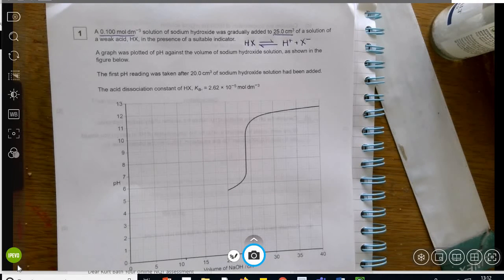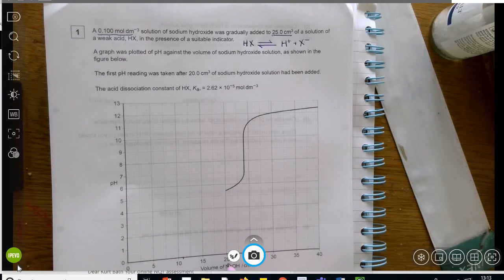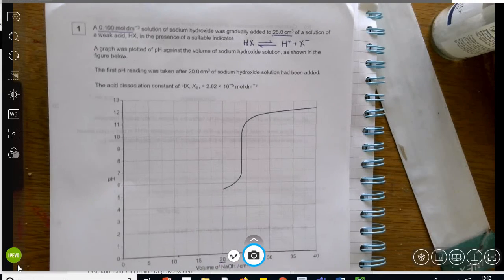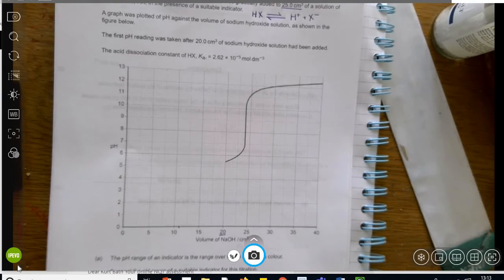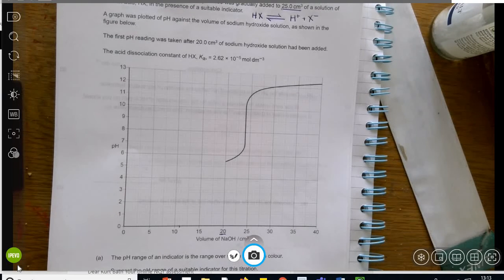It says here then the graph is plotted of pH against the volume of sodium hydroxide, and the first pH was recorded after 20 centimeters cubed. And as you can see down the graph, that's where the first point is. Dead simple, dead straightforward. Now, what we've got to do is work out at what volume the solution neutralised.